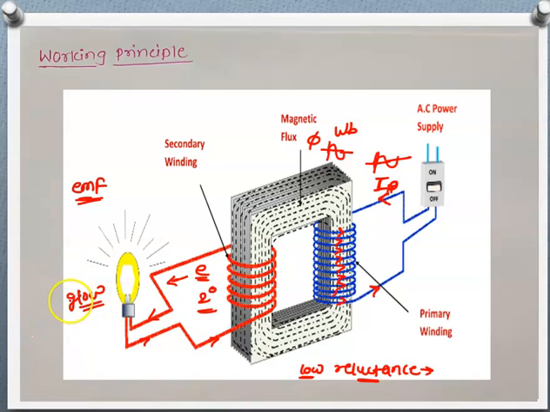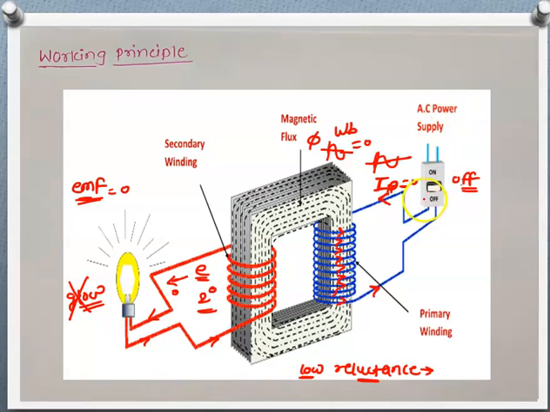Okay, this bulb will glow. Suppose we switch off this power supply, then what will happen? The current becomes 0. When the current becomes 0, flux also becomes 0, and when there is no flux, there will be no flux linking with this winding, so the EMF automatically becomes 0. When the EMF is 0, the current will be 0 and the bulb does not glow. Okay. This is the working principle of a transformer.